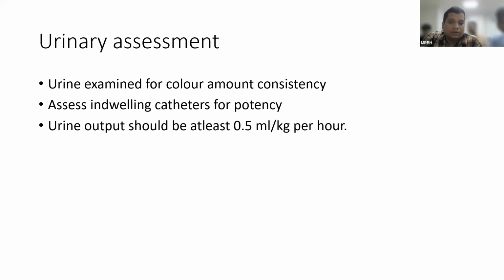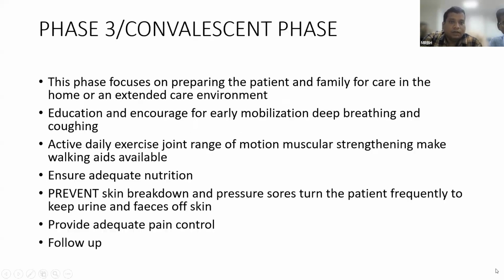Ideally, it should be 1 ml per kg per hour. Phase 3 is the convalescent phase. This phase focuses on preparing the patient and family for care in the home or an extended care environment.